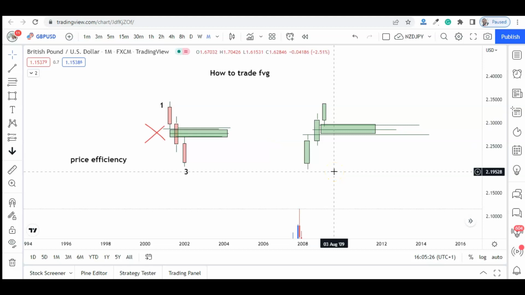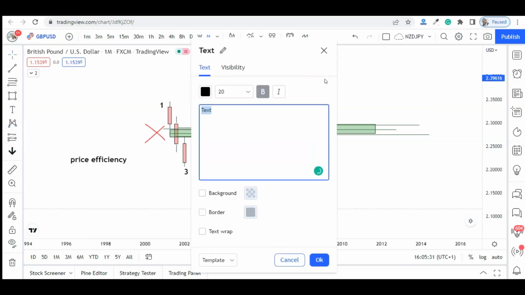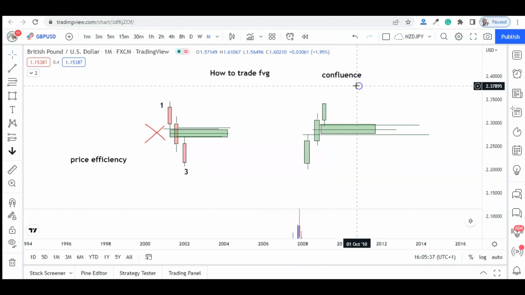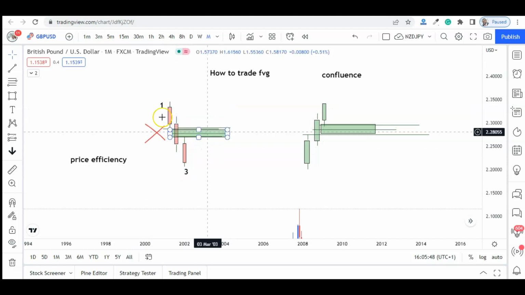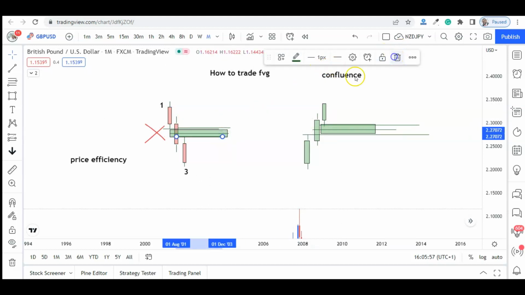I use the fair value gap as my confluence. Simple. This is what I use it for. I use it as what? Confluence. I don't take it as a trading area. When I see a fair value gap, in this case for a bearish move, and I want to be bearish, maybe for some reason, I use this fair value gap as a confluence.